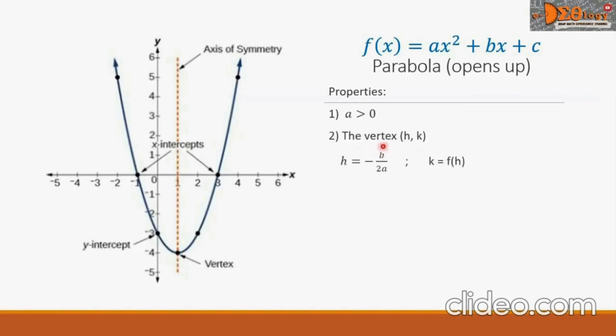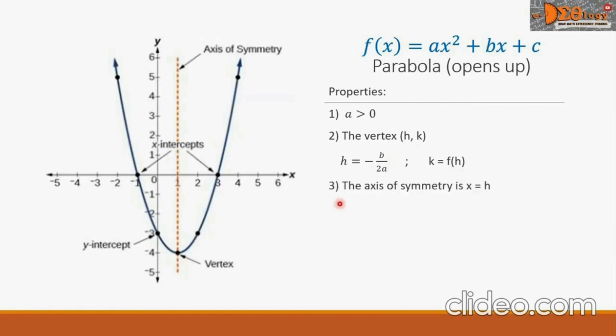Property number 2 is the vertex. This is the vertex, the lowest point of the parabola that opens upward. And the ordered pair of the vertex is (h, k). The formula for h equals negative b over 2a. Take note, the b here is the coefficient of x, while the a is the coefficient of x squared. And the k value equals f of h.